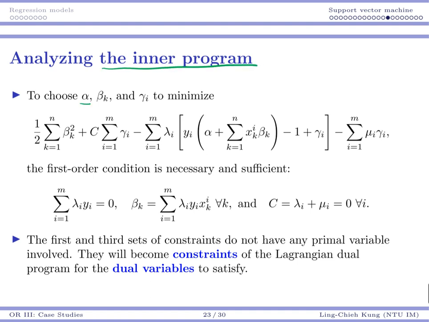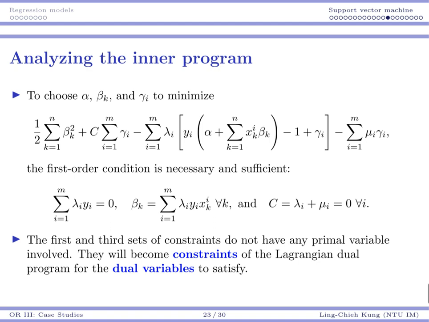We want to choose alpha, beta, and gamma to minimize the whole thing here. Alpha is just one scalar. Beta is a vector from beta 1, beta 2 up to beta n. And gamma is again a vector, gamma 1, gamma 2 up to gamma m. So we need to do the first order condition because it's necessary and sufficient. It's the most powerful tool we have, right?